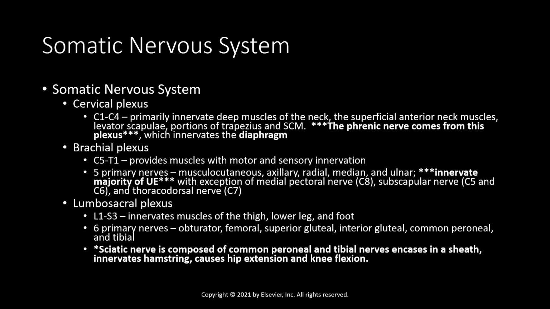Your brachial plexus, everybody should fondly remember as being made up from C5 to T1 to provide muscles with motor and sensory innervation to the upper extremity. Our 5 primary nerves are the musculocutaneous, axillary, radial, median, and ulnar.